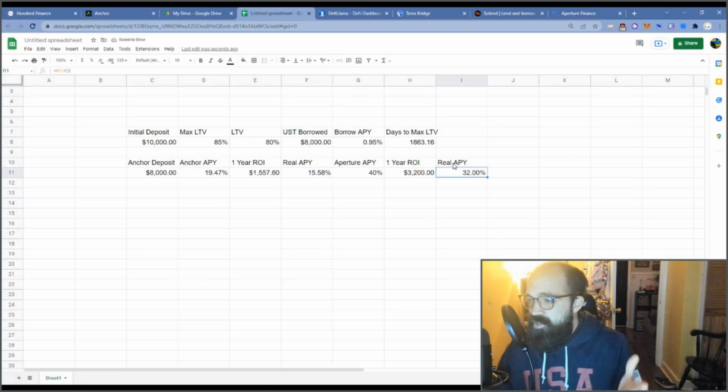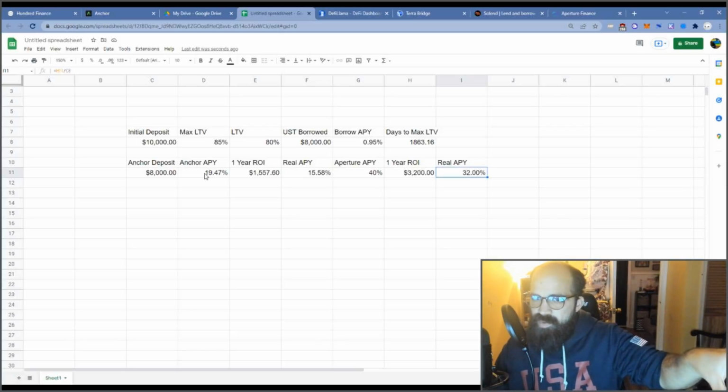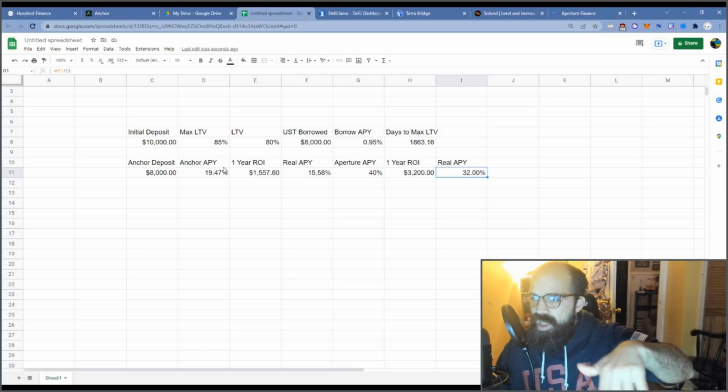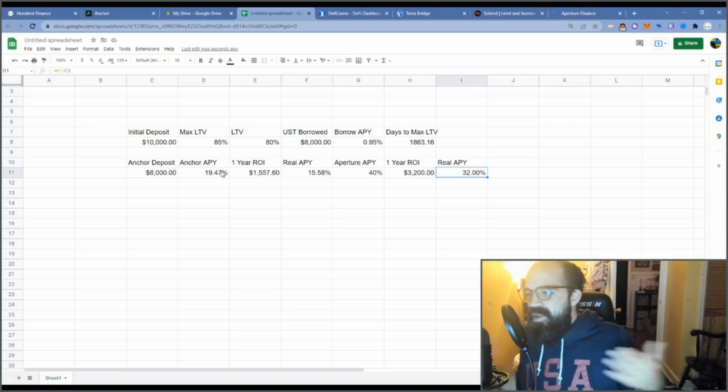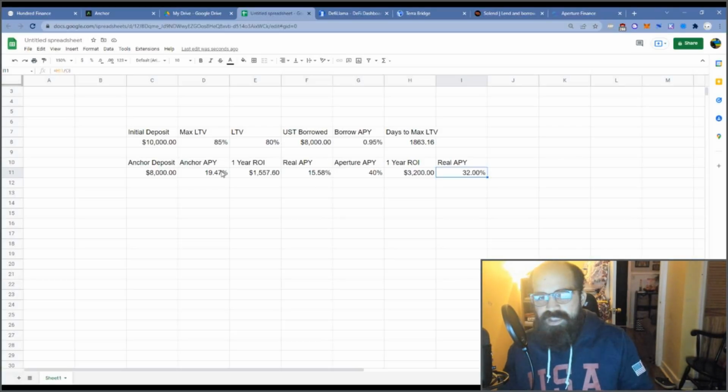Effectively, your real APY is 32%. That is more than 50% better than the original Anchor APY. And this way, you're not being exposed to UST long. Now, I'm not saying it's bad to be exposed to UST. Don't get me wrong. But there are scenarios in which UST could depeg. I think they're unlikely, but there are scenarios in which it could happen.